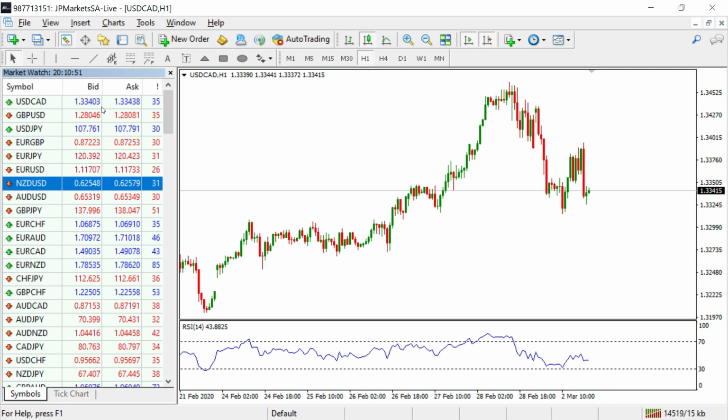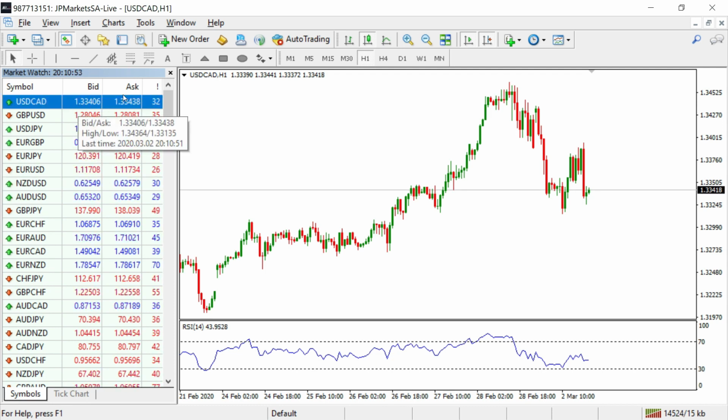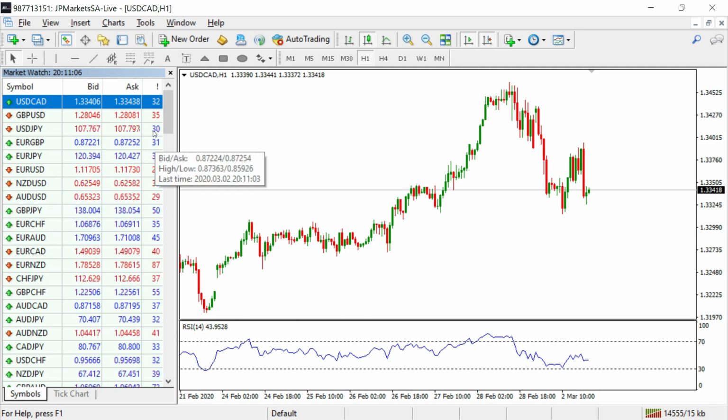So in this instance, looking at USD CAD, the spread there is a 3.2 spread. Okay, looking at the USD JPY, the spread there is a 3.0 pip spread. All right, and it just went to 2.9 pips worth of spread. So the spread is this number.